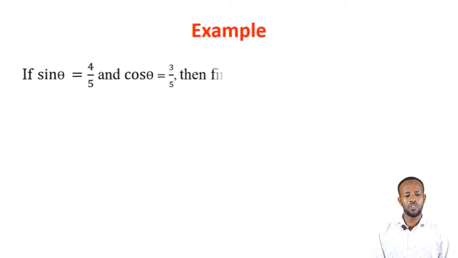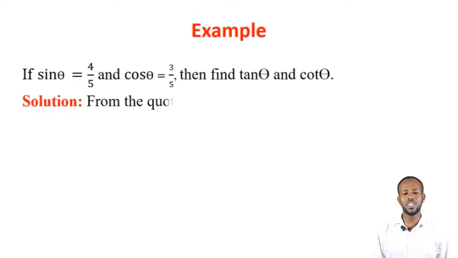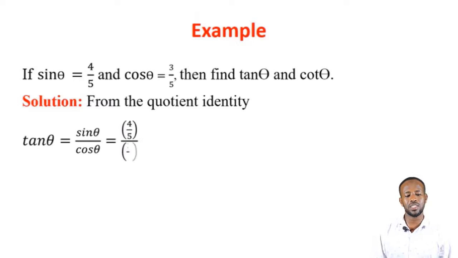If sin theta is equal to 4 over 5 and cos theta is equal to 3 over 5, then find tan theta and cotangent theta. How is it, students? So simple, isn't it? We can find it easily. Solution from the quotient identity: we know that tan theta is equal to sin theta over cos theta. So 4 over 5 divided by 3 over 5, the 5 will cancel out, so we'll have 4 over 3. Therefore, tan theta is equal to 4 over 3. I hope that you get it.